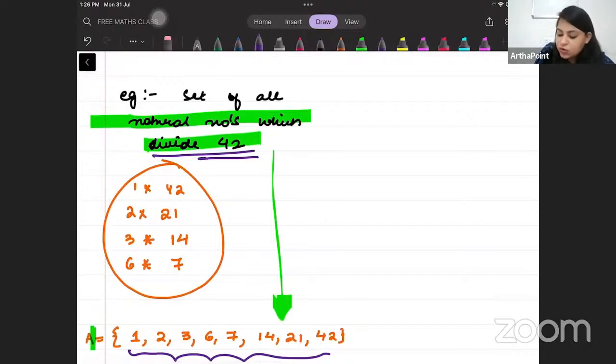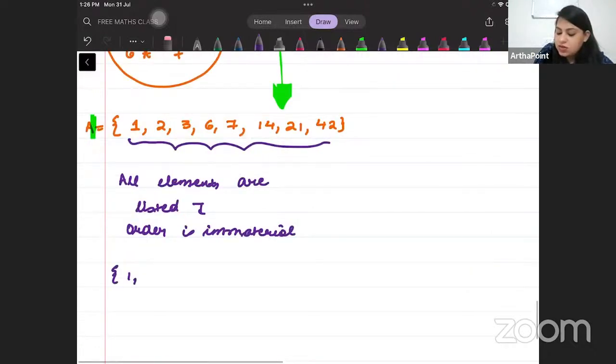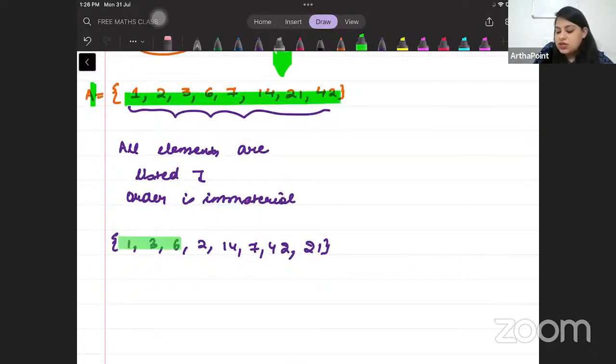So my set could very well have been beta 1, 3, 6, 2, 14, 7, 42, 21. ये भी वही set है. I am including all numbers here also. So the order does not matter. It does not matter which order you will write it in. It just matters that you should be able to go ahead and write all the numbers which divide 42. ठीक है बेटा?